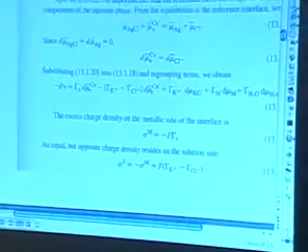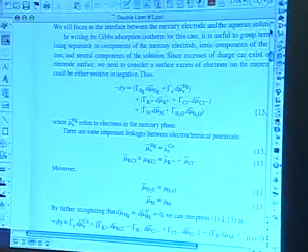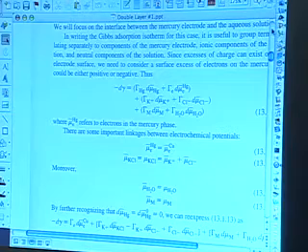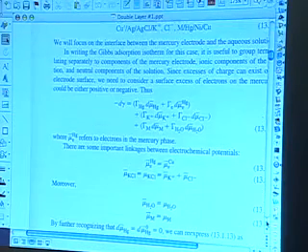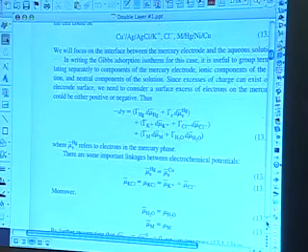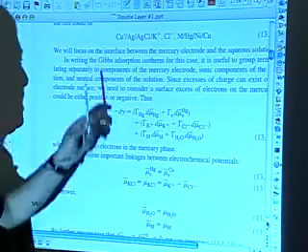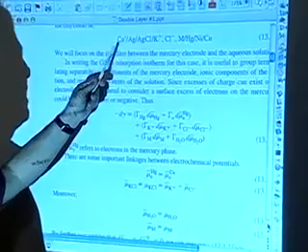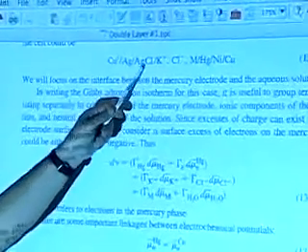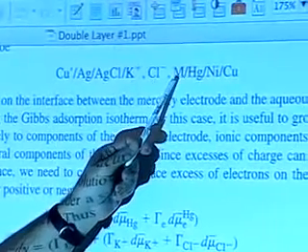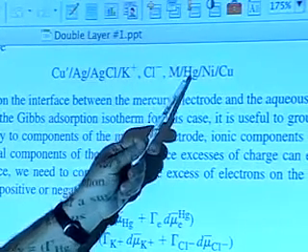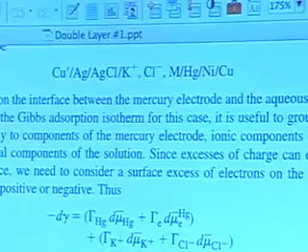Now, if you do that, I'm not going to go through that derivation for you now, because it's in the book, and it's very long and convoluted, I think. But you could consider an electrochemical cell like something having copper and silver chloride, and then KCl in solution, and the other electrode having some metal like mercury, and then nickel, and then copper wire, and then connected, right?